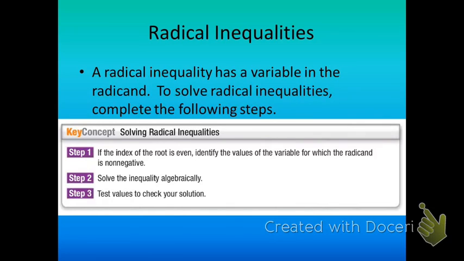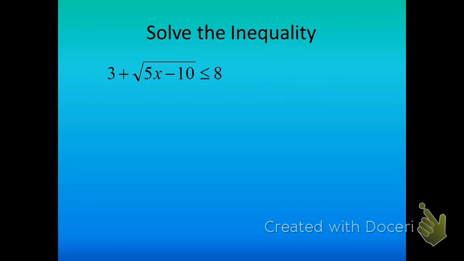Step 2, solve the inequality algebraically. Step 3, test the values, check solution. So the only place this is kind of different is with it being even.